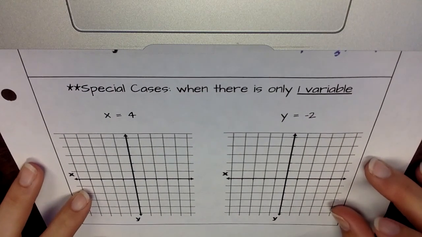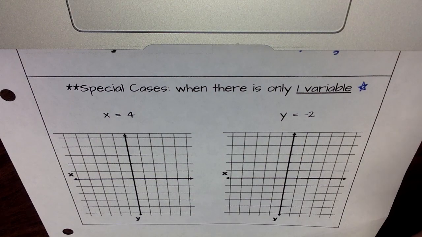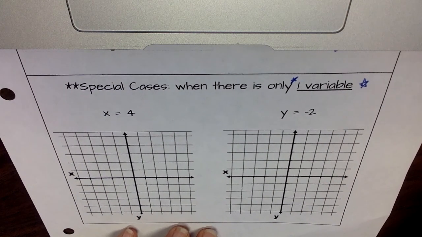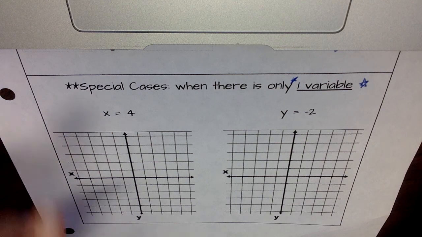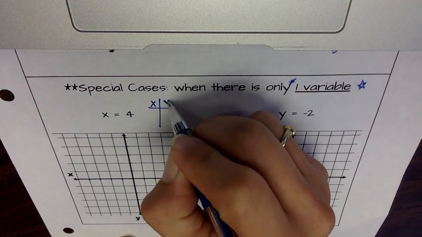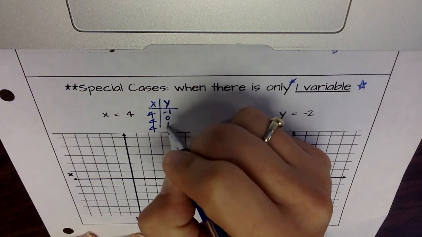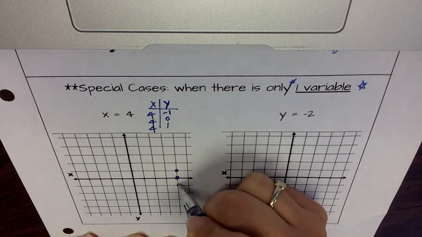All right, our last part is special cases, when there's only one variable. All the other problems, we've had 2 variables, but this one we only have 1 variable. And these are either horizontal or vertical lines. If it is not in y equals mx plus b, then you might not be able to just pick the slope and y-intercept. So if it's x equals 4, I'm just going to remind you that all of the x values are 4 no matter what the y values are, negative 1, 0, 1, which means x is always going to equal 4.